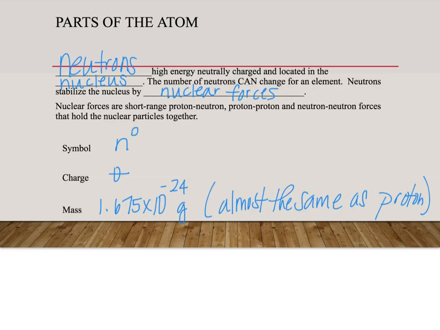And neutrons are high energy, neutrally charged particles that are also located in the nucleus. And the actual number of neutrons can change for an element. We call those isotopes, which we'll be talking about in class. And the neutrons are in the nucleus, and they help to stabilize the nucleus by nuclear forces.